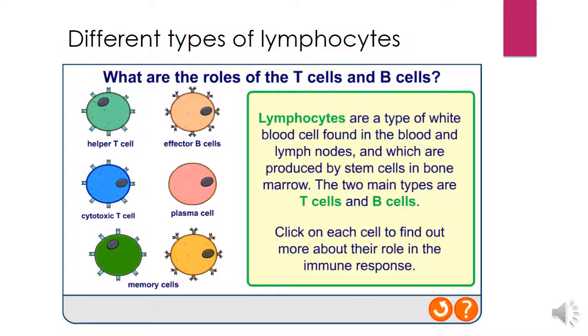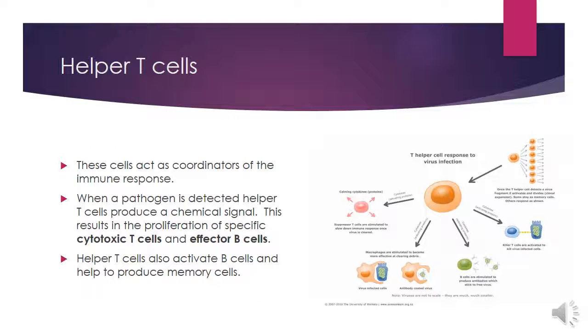All right, so here are some types of lymphocytes. Lymphocytes are the type of white blood cell, like I said, found in the blood, produced by some stem cells in bone marrow. Two main types are T cells and B cells. T cells mature in the thymus gland, and B cells mature in the bone marrow. All right, helper T cells. These cells act as coordinators of the immune response. So when a pathogen is detected, you've got the helper T cells that produce a chemical signal. And it causes cytotoxic T cells and the effector B cells to activate.